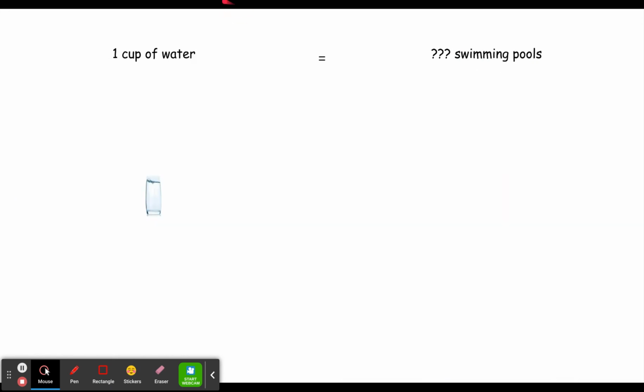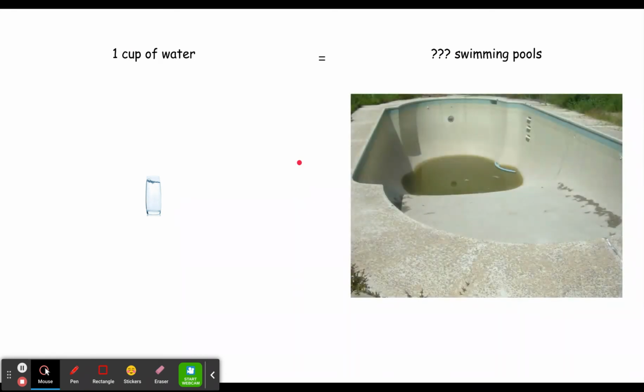On the other hand, if we say 1 cup of water is equal to how many swimming pools, well, a cup of water is a small unit. Swimming pools is a big unit. So we're going to need fewer of them. If we have 1 cup of water, it's going to be a very small fraction of the swimming pool. It's not even going to fill up that much. It's going to be pretty much empty. It's going to be like 0.001 swimming pools. So a cup of water, because that's a smaller unit, when we go to a bigger unit, we need to have less of them.